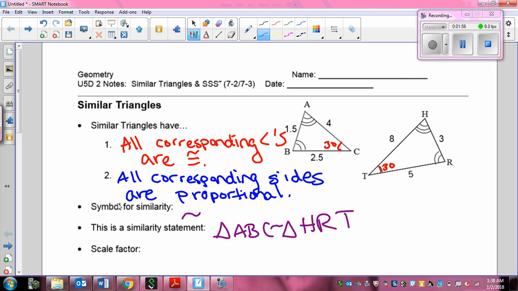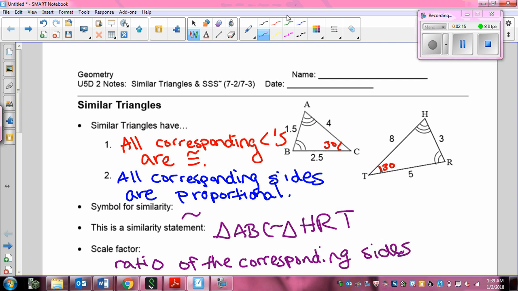The scale factor is going to be a ratio of the corresponding sides. We have to use the sides because my angles are always going to be equal. They're not going to be different, but my sides will be proportionate. So we're going to look at the sides.